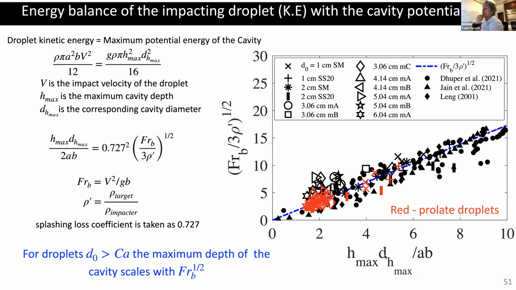So we have Hmax, Dhmax over AB here on the bottom, and then we have that Froude number to the 1/2. And what you find is a better scaling for all droplets, and that includes both the capillary droplets done in the past, as well as the much larger droplets that were done now. So basically for droplets where D naught is greater than the capillary length, the maximum depth of the cavity scales with Froude B to the 1/2. So that's kind of nice.